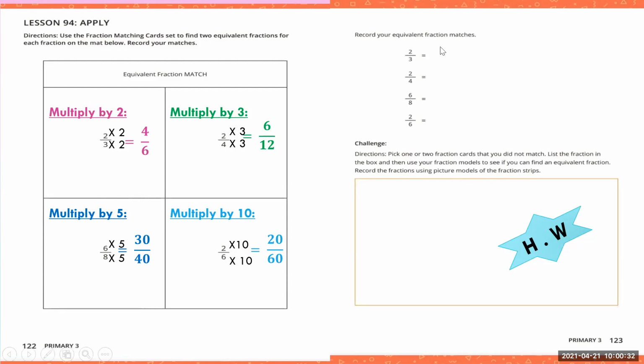Okay, Lorraine. Now, let's move to the next page. I have here some fractions and I want to find the equivalent for them. 2/3. How to find the equivalent? I will multiply by 2.